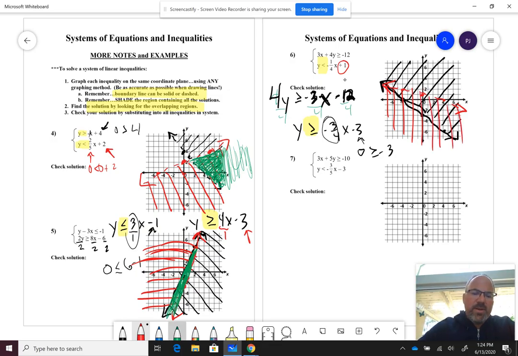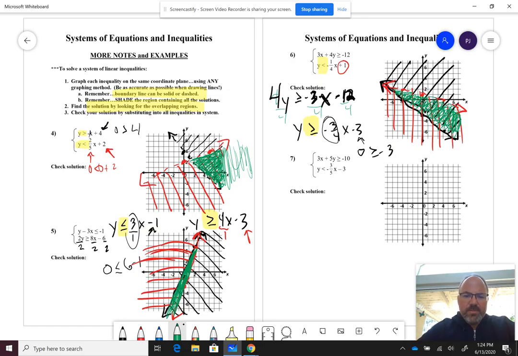All right, I don't know if you guys can see it, but this is the point where they're overlapping each other. So this would be the solution set. Any point in here is considered a solution. So you pick a point, you plug it in for the x, you plug it in for the y. If it makes the inequality true, it's a solution.